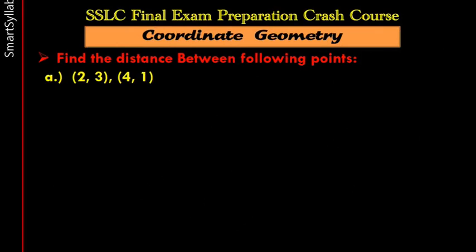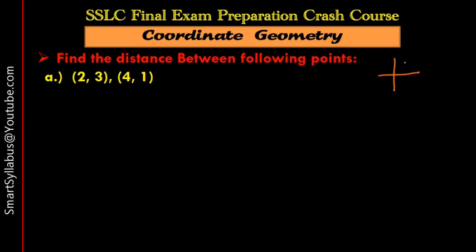Dear students, here is a sum: find the distance between the following points. The points are (2, 3) and (4, 1). So for these 2 points you have to find the distance between them. Distance between the points, students, you already know: in a graph there are many points we can draw. Say here is one point and another point is here.